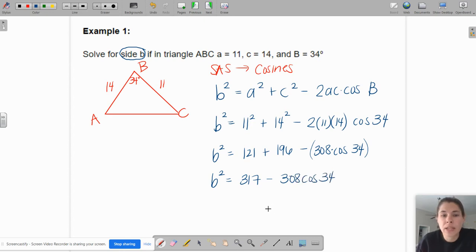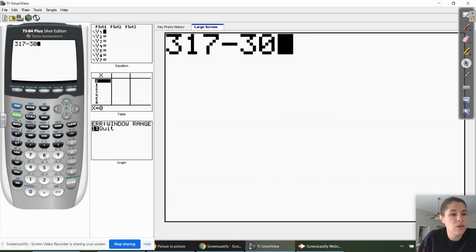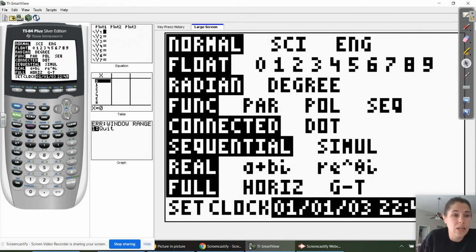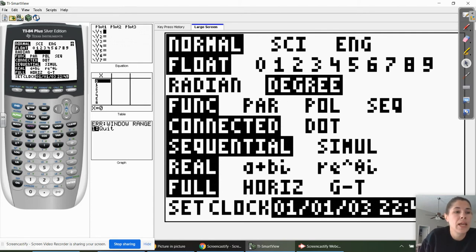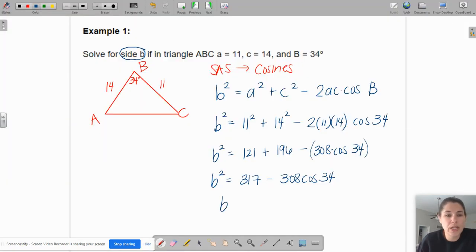And honestly, I would just type that in, right? So we would do 317 minus 308 times the cosine of 34. You need to make sure, hopefully, that we are in degrees mode. So I am not yet. Before I hit enter, I'm going to change it to be in degrees. And if I hit enter, we get 61.656, blah, blah, blah. So b squared is that. Now we can square root both sides to get what b is.